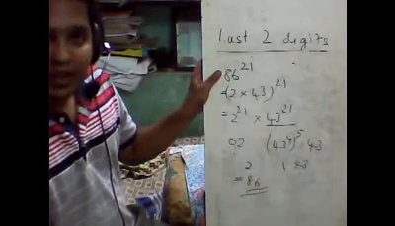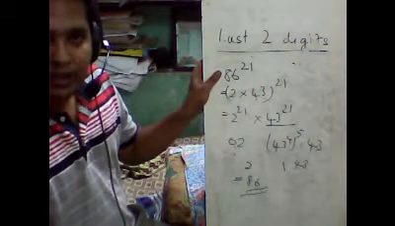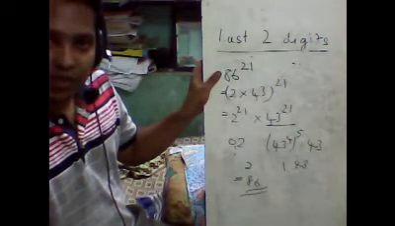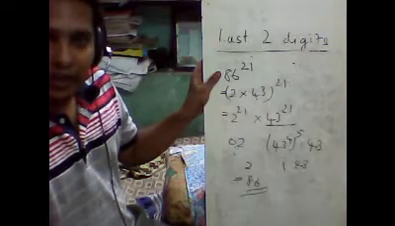I am assuming that it is now clear how to find the last two digits of any even number raised to the power of any number.